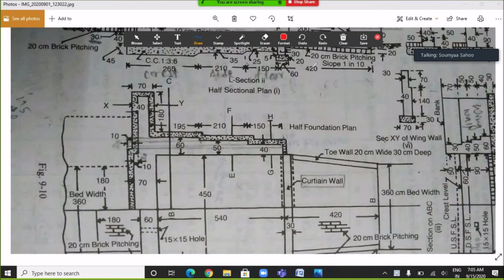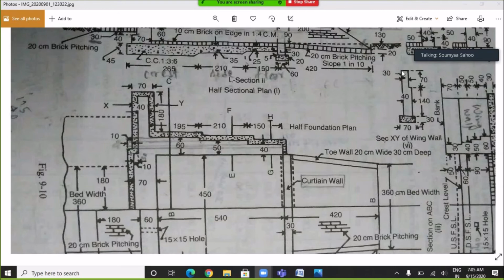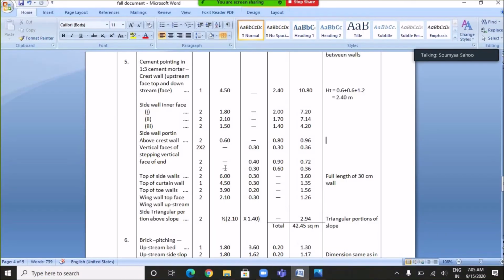And the top width of the side wall is 30 centimeter. So if we fill this data in the table, we are going to get the length as 6 meter and the top width as 0.3 meters. So the quantity will be 3.6 square meter.